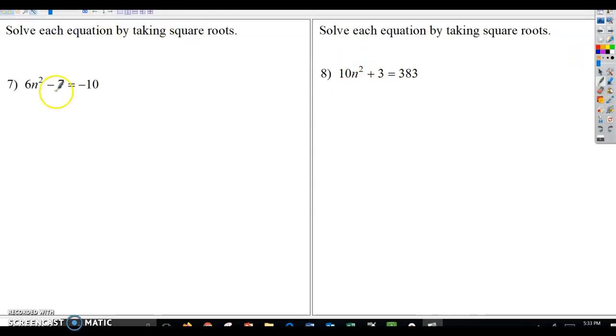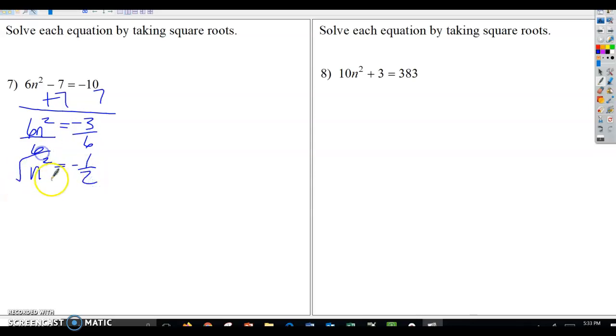All right, so this one I'm going to first add 7. I'm going to have 6n squared is equal to negative 3. Divide both sides by 6. N squared equals negative 1/2. Take the square root of both sides. N equals plus or minus, I'm going to have to multiply by square root of 2. I'm going to rationalize my denominator again. So I'm going to have i square root of 2 over 2.